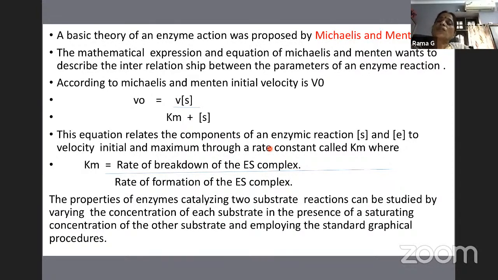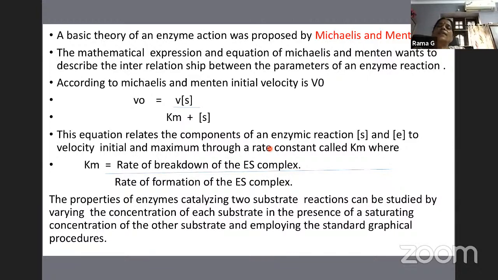So initially the rate of breakdown of ES complex is also very slow. Why? Because at this transition state, ES complex molecules are not there yet. When the substrate joins with the enzyme, then only they reach the transition state, and there they develop the ES complex. And this complex gradually splits into enzyme and product.